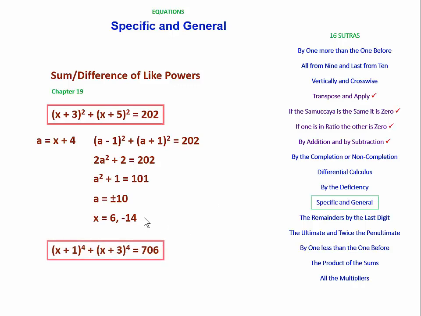This is the equation that THG uses, so you've got two quartic expressions here, power of 4, and these are added up and equal to 706. So a lot of work is going to be involved. But if you use the average, you can put your a this time equal to x plus 2, and you would find that the odd powers cancel out, and you would be left with a simple quadratic equation to solve.